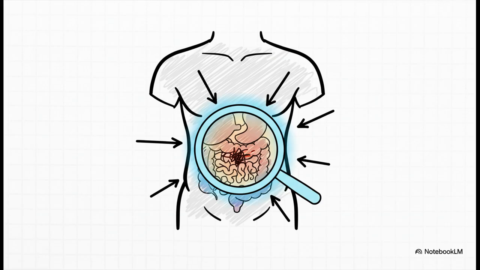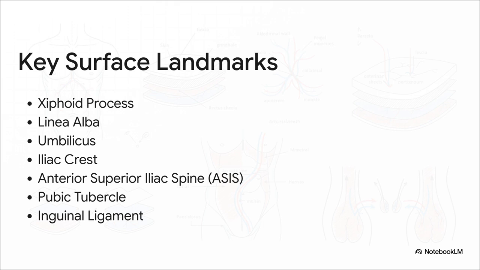Let's start by finding our key landmarks. Okay, so these are the big ones, the landmarks you can actually feel on a patient. You've got that sharp xiphoid process at the top. You can trace down to the umbilicus, and then feel those bony parts of the pelvis, like the iliac crest and the anterior superior iliac spine, we just call the ASIS. These aren't just random bumps. They are the coordinates for our clinical map.